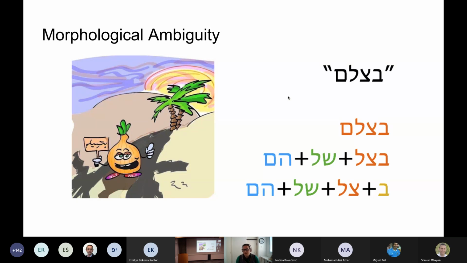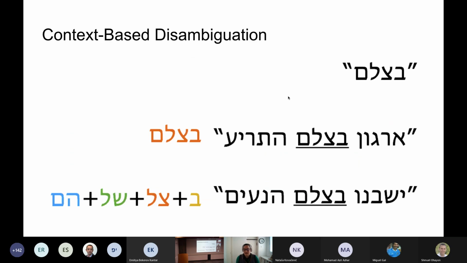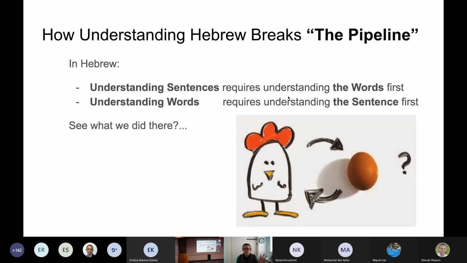And a word like B'Tselem can be the organization B'Tselem. It can be talking about an onion, B'Tzal. It can be talking about a shadow, Etzel. It can be talking about a photographer, Tsalam, and so on. And our main problem is that we do not know what is the correct interpretation of a word and the correct decomposition of a word before we know the context in which it appears. So this is the general textbook problem of Hebrew.